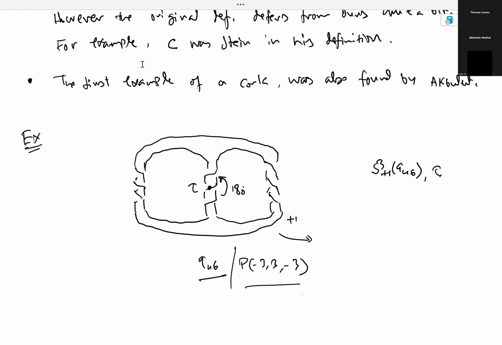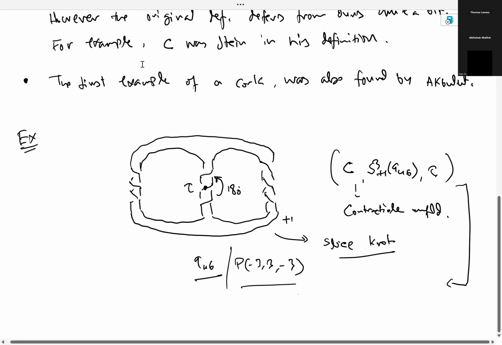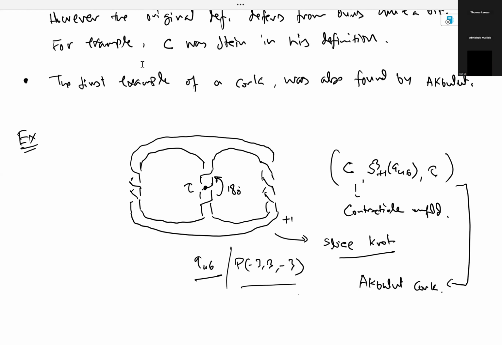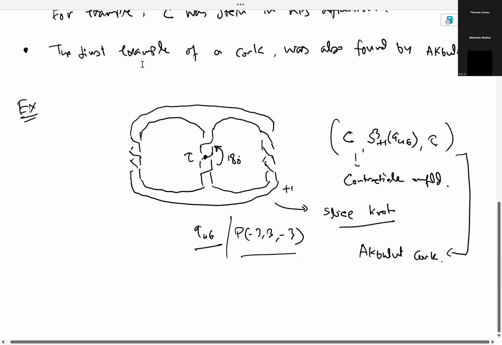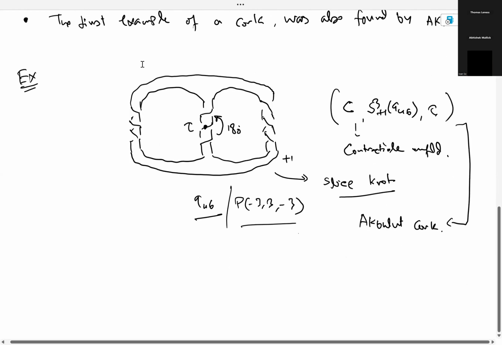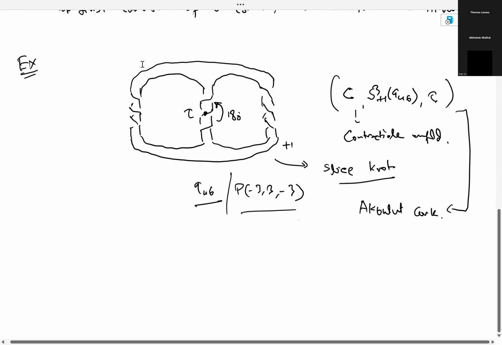And then because 9_46 is a slice knot, it bounds a smoothly embedded disk inside the 4-ball. You can do +1 surgery on the slice disk to obtain a contractible bound on that surgered manifold. So this is a contractible manifold. And this pair, this tuple here, is the Akbulut cork. So he didn't exactly phrase it the way I'm phrasing it, but this is essentially what the Akbulut cork is. Okay. So that's an example of a cork.